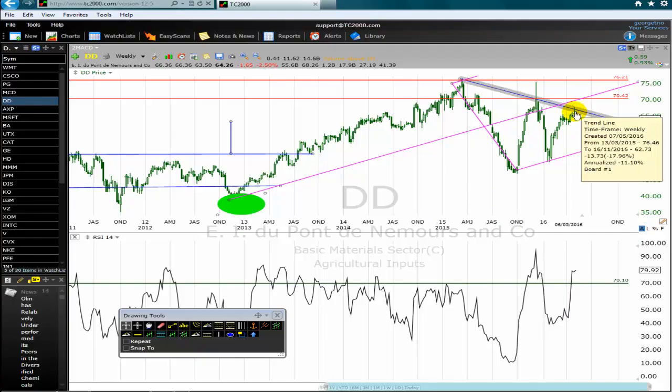Step 1 to improve overbought RSI stock analysis. Here we are, so we are at a resistance level.